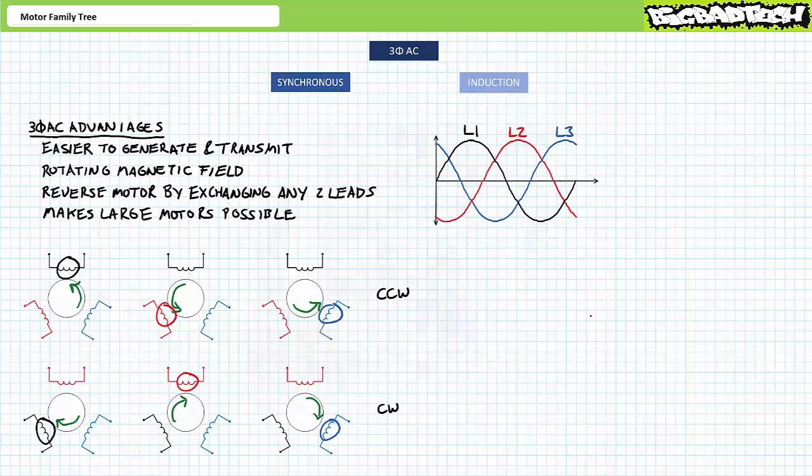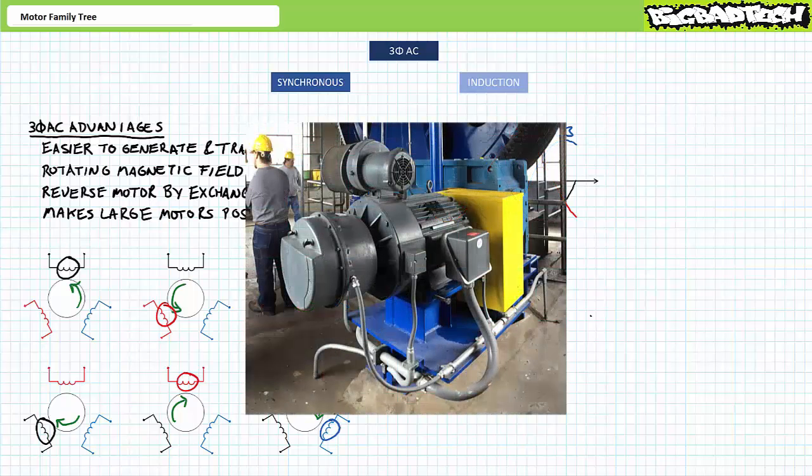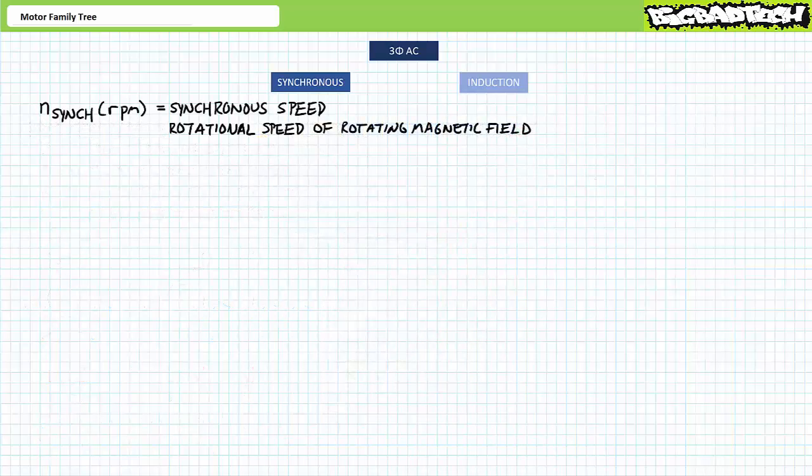It's not going to happen. Industrial three-phase AC, not a problem. Since both synchronous and induction-style three-phase AC motors use a rotating magnetic field in the stator, let's discuss some properties of the rotating magnetic field before we compare and contrast the two types.